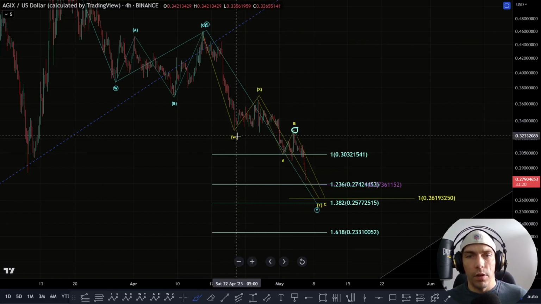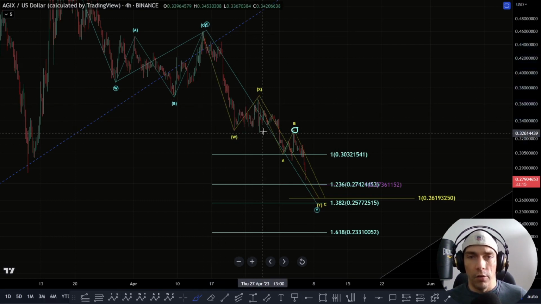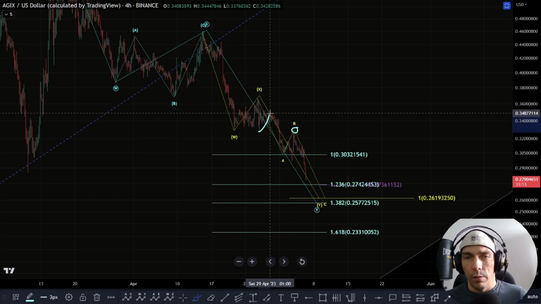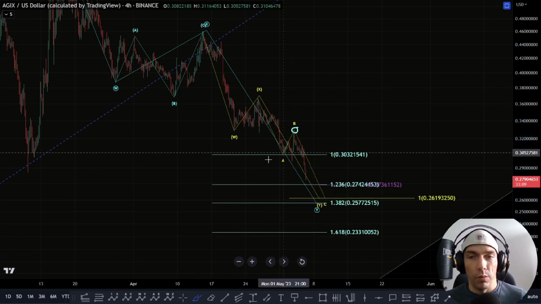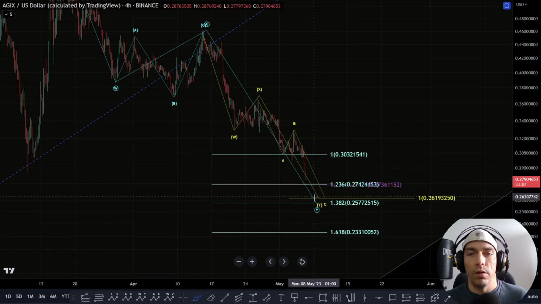Otherwise, I would be looking at the potential that we could have something like this as an A into this low here, and then looking for this as a B wave, and then looking to progress down in another 5-wave move. So this is still possible. We'll have to keep an eye on it.